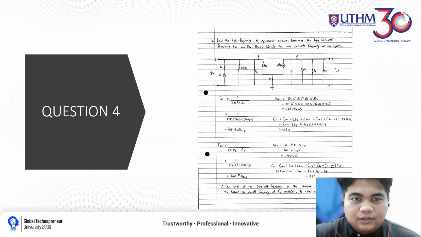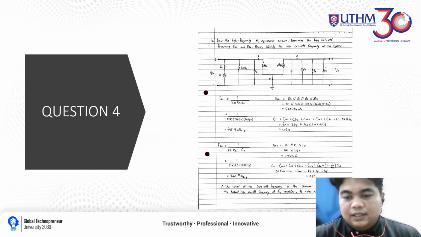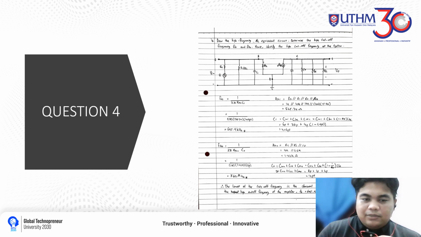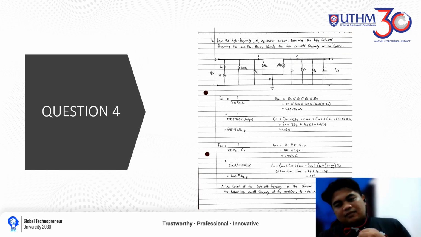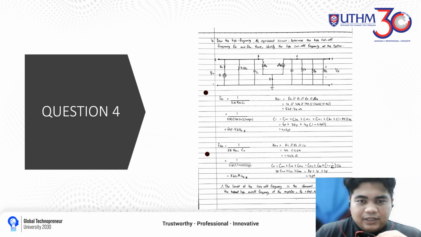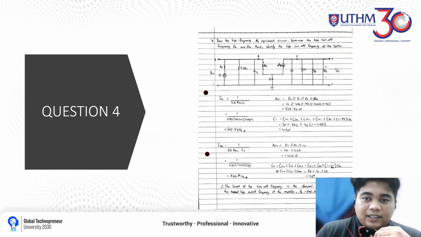Assalamualaikum warahmatullahi wabarakatuh. My name is Muhammad Amir Akul Asrah bin Muhammad Rasdi. My matric number is CE220053, and I will present about question 4, the high frequency equivalent, and find the FHI and FHO, and identify the high cut-off frequency of the system.